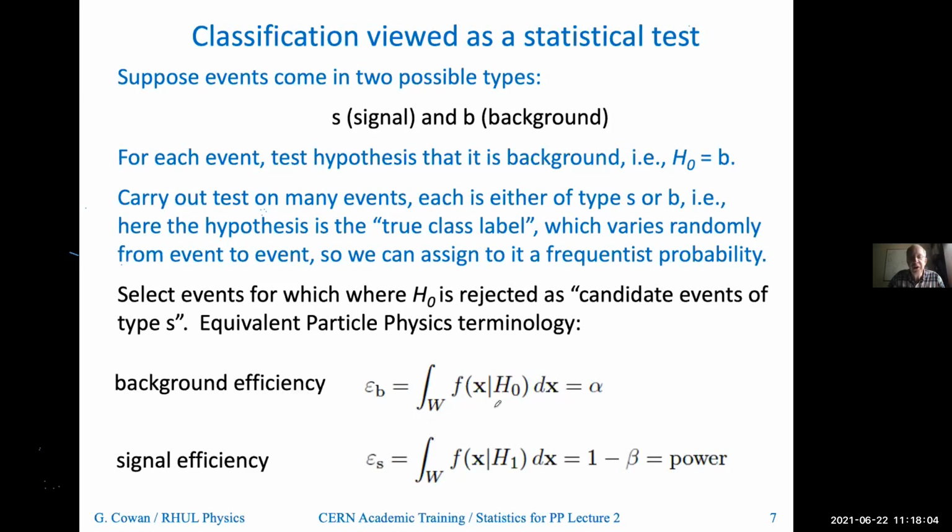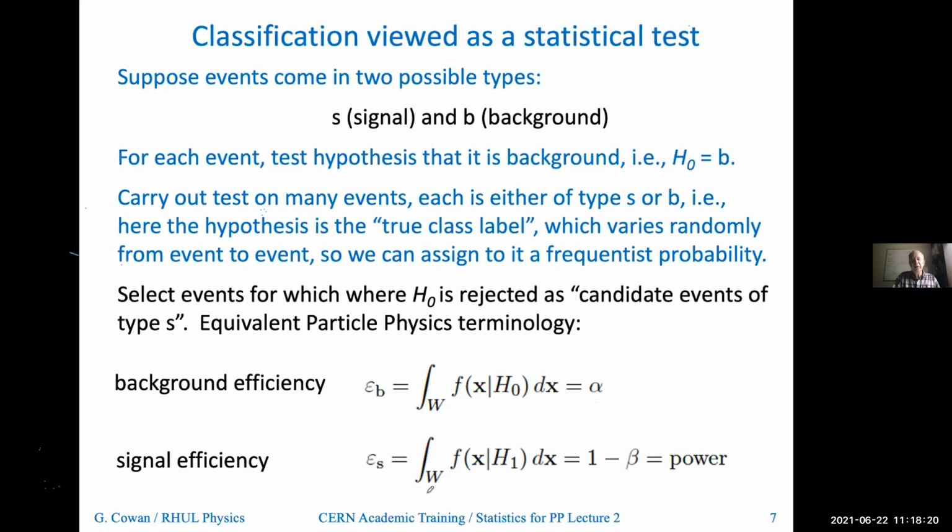And that's the region where you reject the background hypothesis. So you'd select the event as a candidate signal event. And that, in a particle physics context, is usually called just the background efficiency. All right, so the background efficiency corresponds to the size of the test.